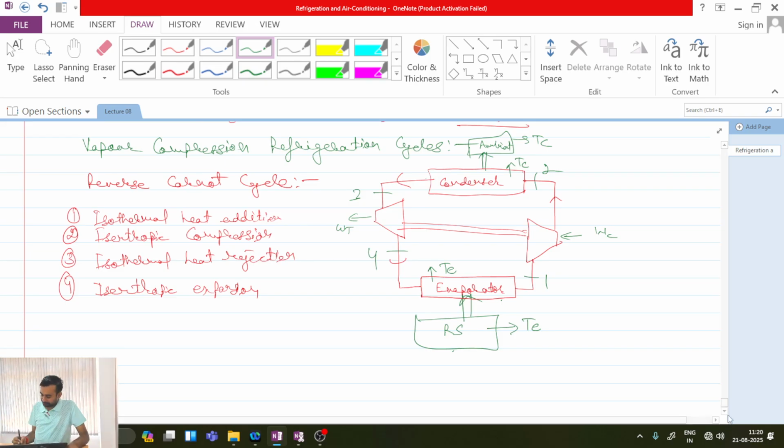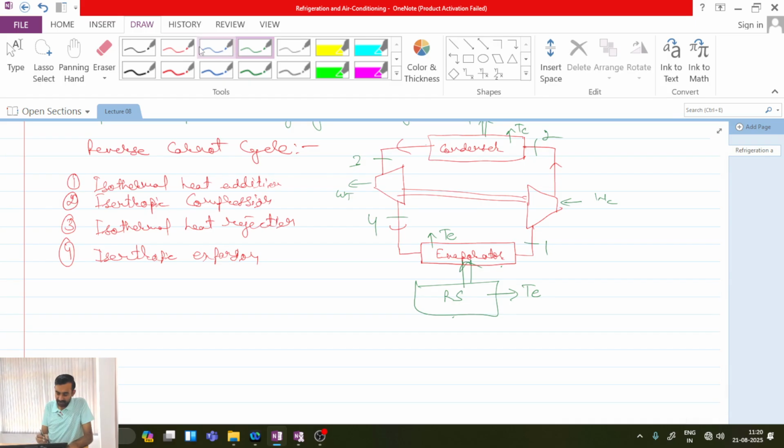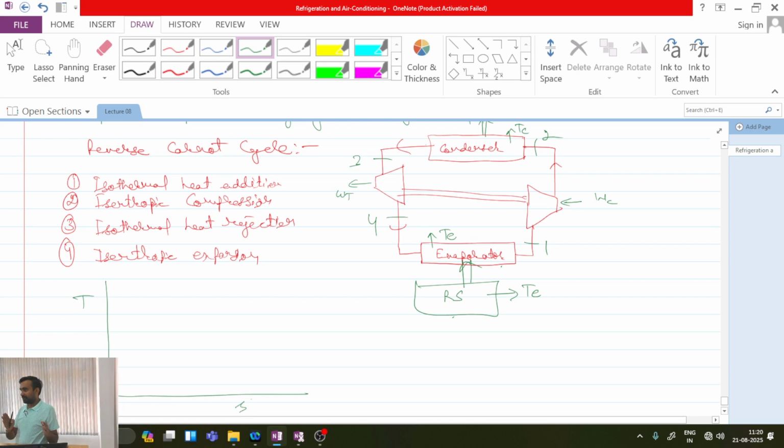Now after this, if I have to represent this on TS diagram, how I can represent it? Remember, in case of air refrigeration system, we were operating purely in the gaseous phase, so we were drawing our diagram significantly away from the liquid vapor dome. But now, whenever my working fluid is moving within this system, it is continuously changing phase from liquid to vapor and vapor to liquid. So it has to be operated in between the liquid vapor dome.